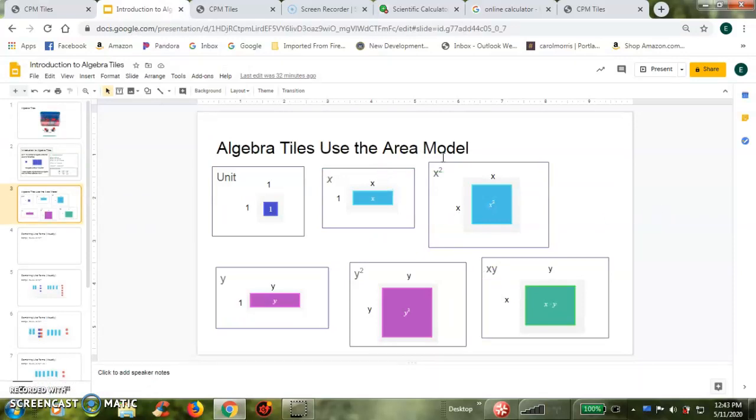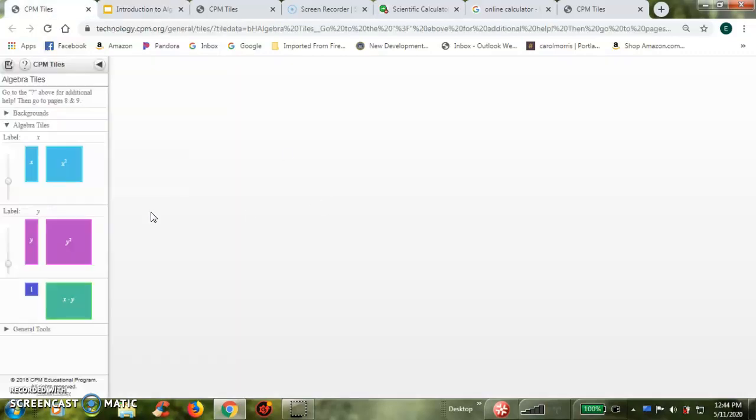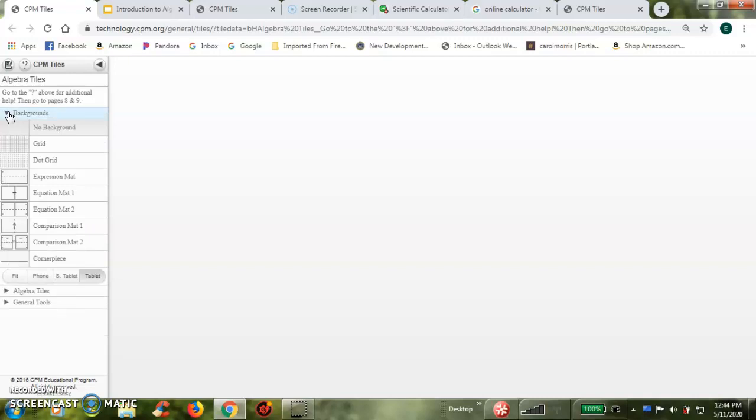So these tiles use the area model. This is what we call our unit tile. It's 1 by 1, so it is 1 square unit. This rectangle is x by 1, so this stands for the value of x. This tile is x by x, so x times x is x squared, so that's the area of that one. And then we actually have another variable in our algebra tiles, y times 1. You can see this is y squared, y times y, and then there's another one that's x by y, so we just call that the xy tile.